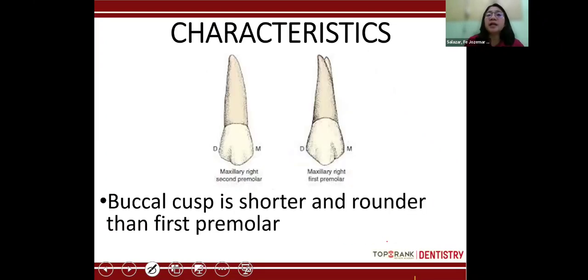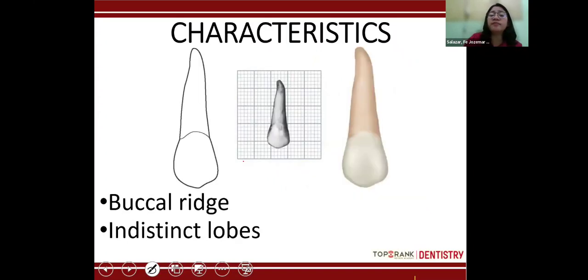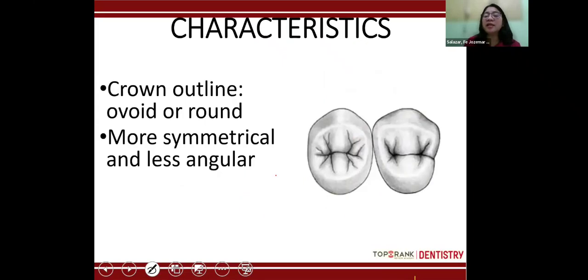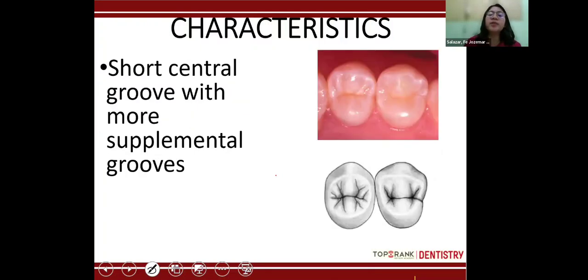Okay? Buccal cusp is shorter, okay, and rounder. It's not pointed, just like the cusp tip of the first premolar. Okay, you still have a buccal ridge. You still have lobes, but they are not distinct. Both buccal ridge and lobes are not distinct. Crown outline, it's ovoid or round. It's more symmetrical and less angular than your first premolar. You have a short central groove with more supplemental grooves.